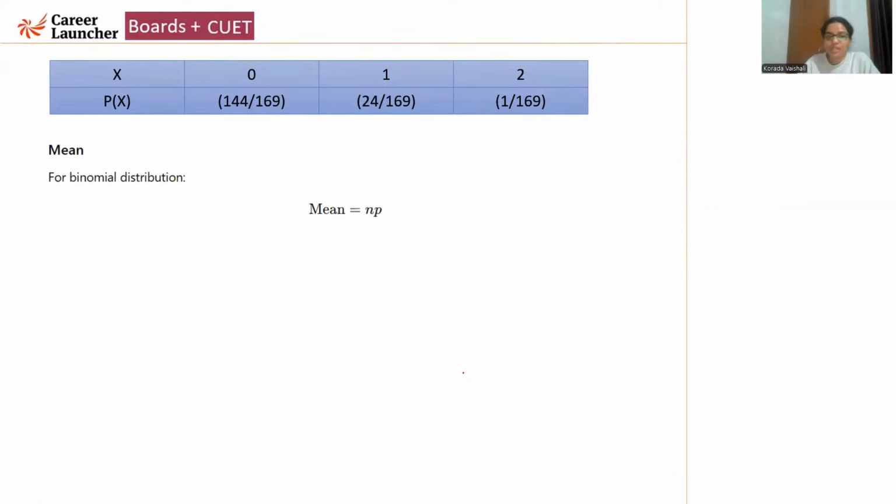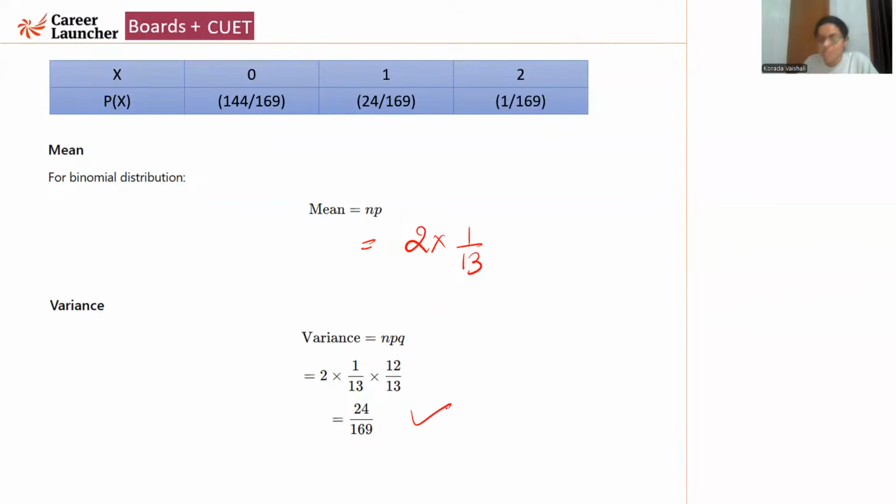And now coming to the mean part, n is what? N is 2, P is 1 by 13. So this is the value. And variance हो जाएगा NPQ. So N is 2, P की value पता है, Q की value पता है. So you are going to simply substitute. And this is the answer for the question.